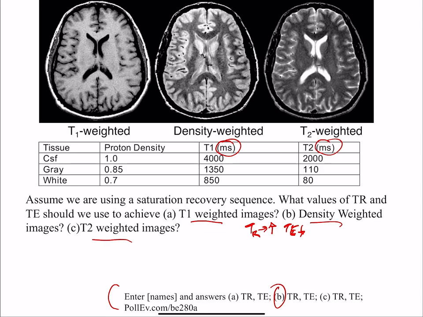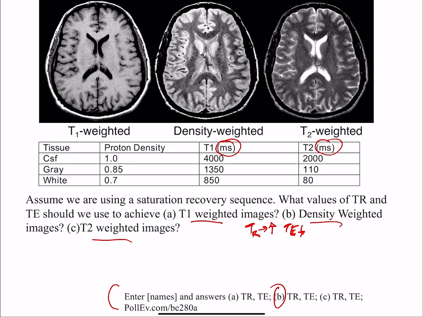Like, should I make TR an hour? No. So what would be a reasonable TR to have? Any ideas? How would I decide, should I make it a minute? 30 seconds? Throw out some ideas. What would be a reasonable value of TR? What was that? 20 seconds? OK, how did you come up with 20 seconds?